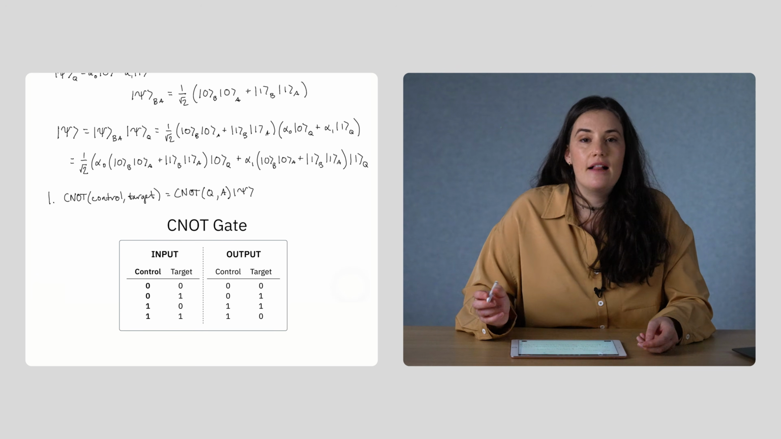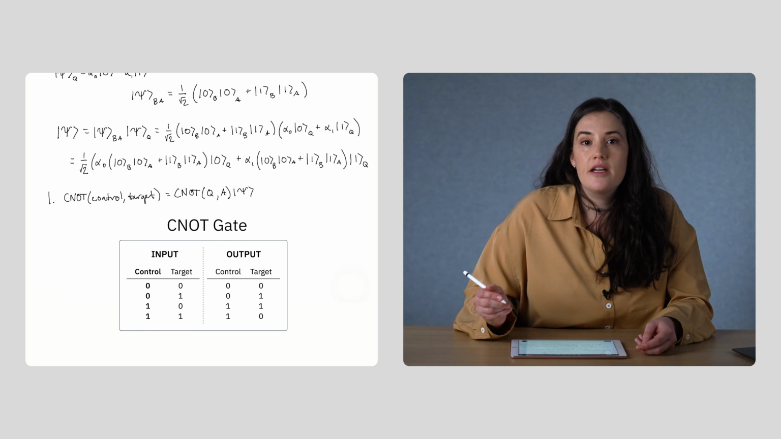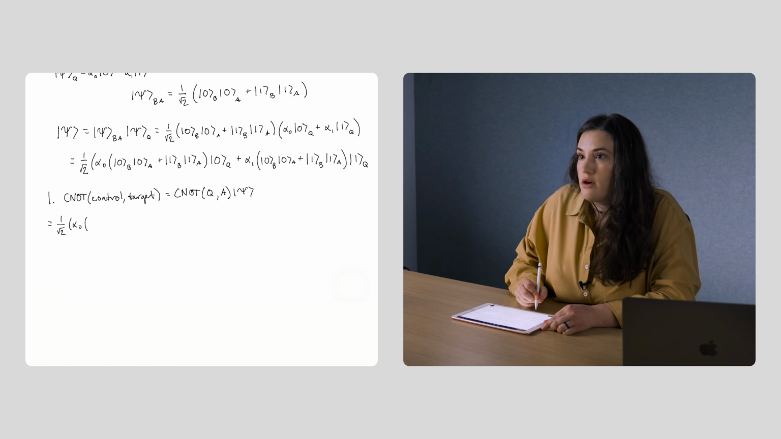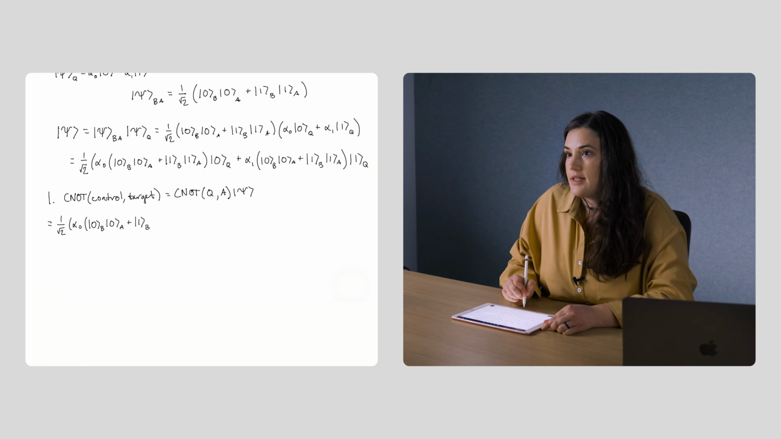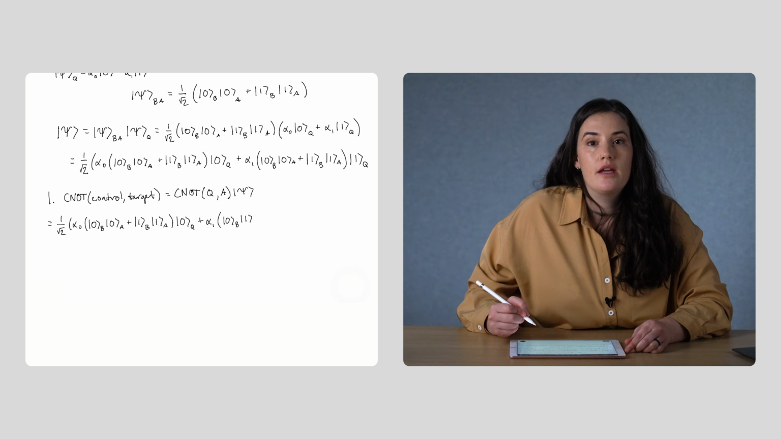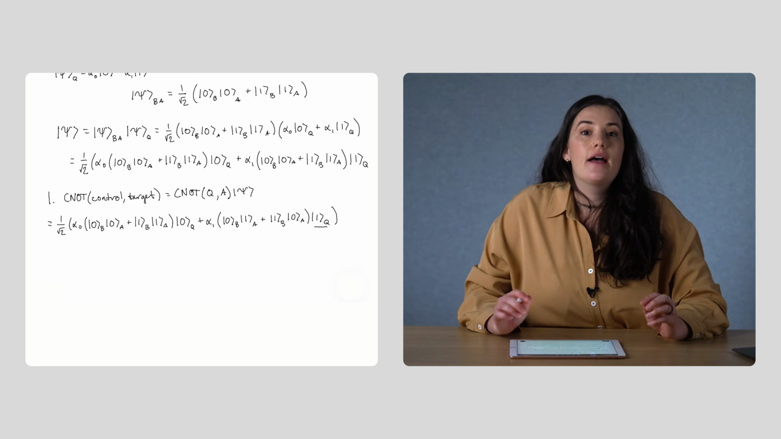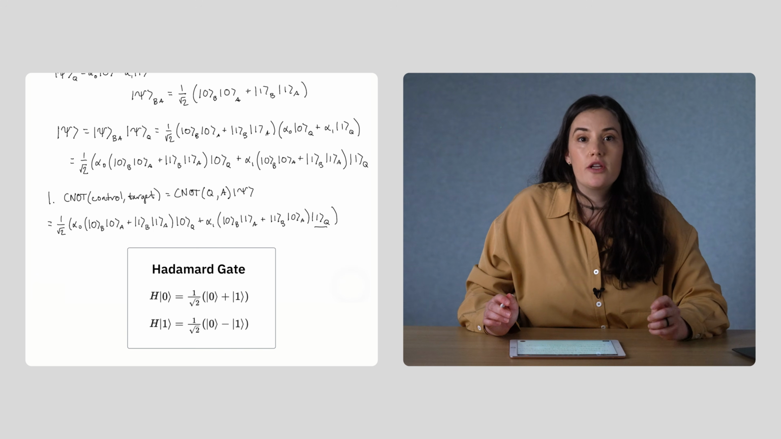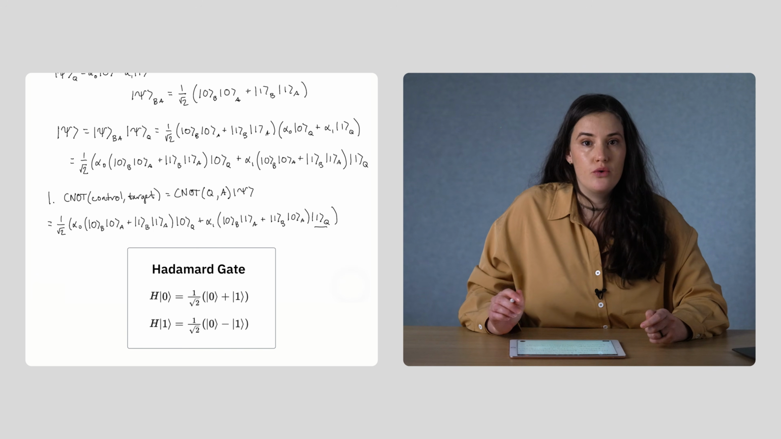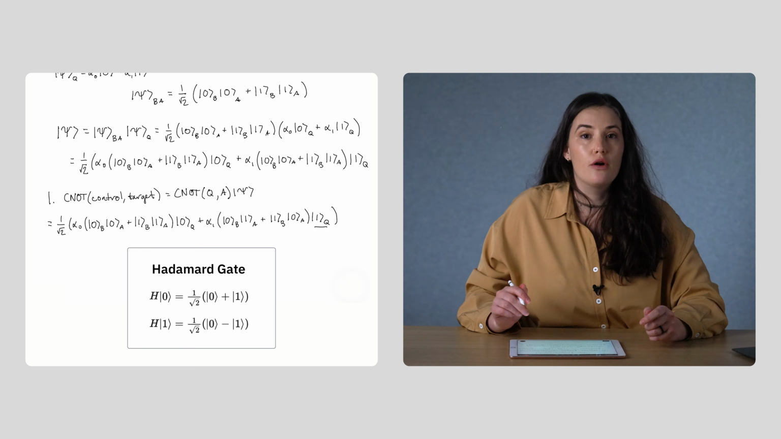So in this case, Alice's data qubit Q will be the control qubit, and her E-bit qubit A will be the target qubit. So the first two terms didn't change at all by the CNOT, but the last two terms did, because the control qubit Q was in the state 1. Then Alice would apply a Hadamard gate to her data qubit Q, which takes the state 0 to the state 1 over root 2, 0 plus 1, and the state 1 to 1 over root 2, 0 minus 1.